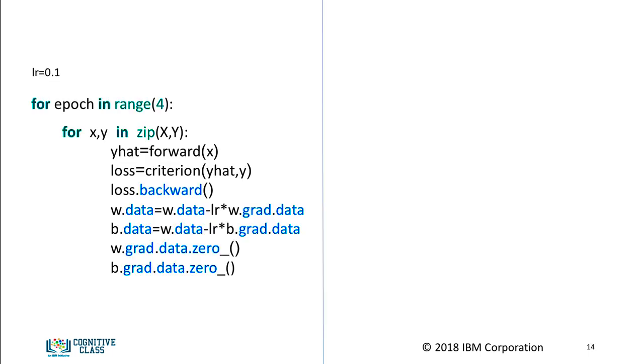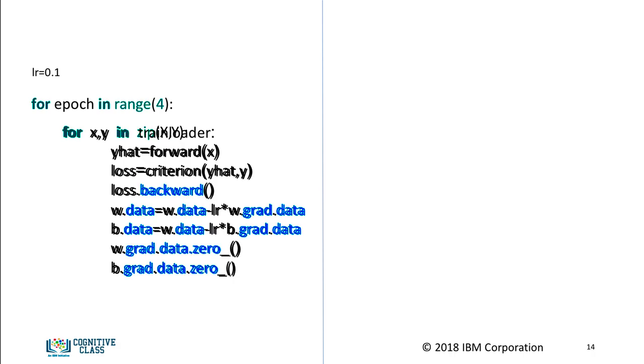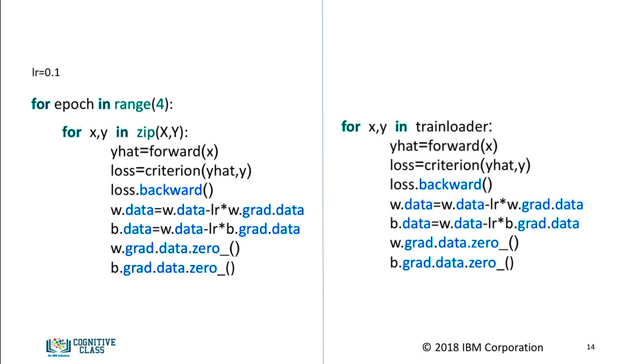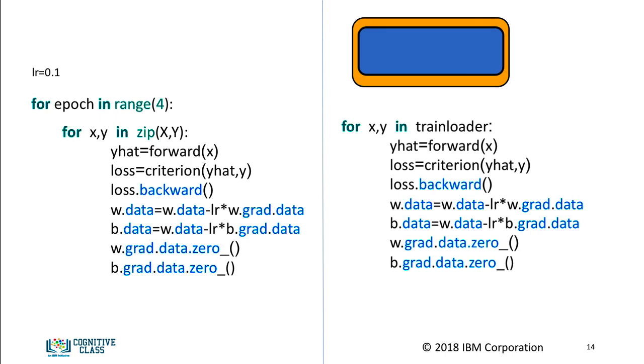The only thing that's really changed is the following line of code. Let's split it up. And we see that instead of extracting our data from the tensors x and y, we extract our data from the train loader. And that's it.